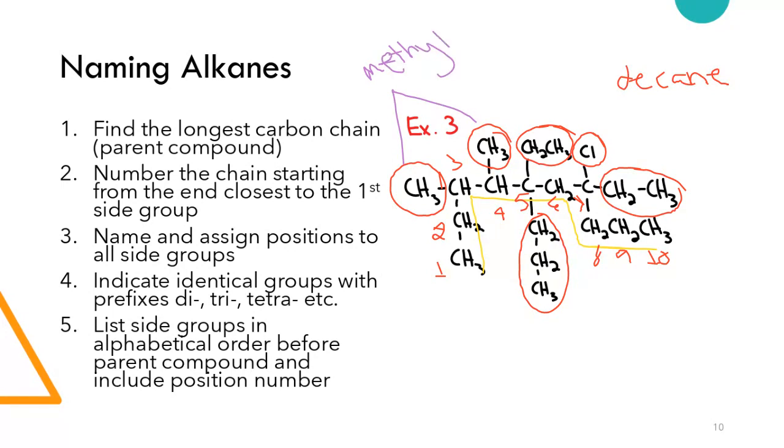And which carbons are they on? 3 and 4, right. And there's 2 of them, so I'm going to have to use the prefix di. Okay. And right here, yeah, those are 2 ethyl groups. Yeah, there's chloro in the middle. Yeah, but I have 2 ethyl groups on C5 and C7. So I'm going to have to say diethyl when I write down the name.